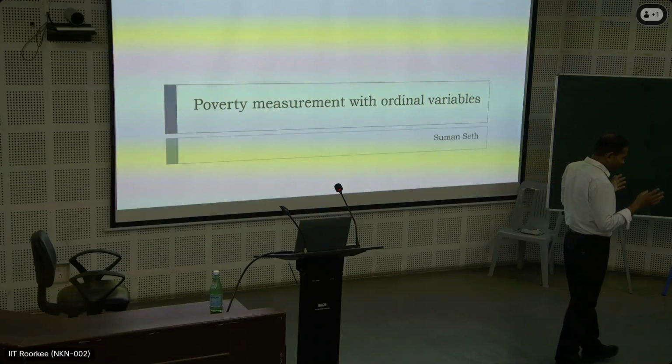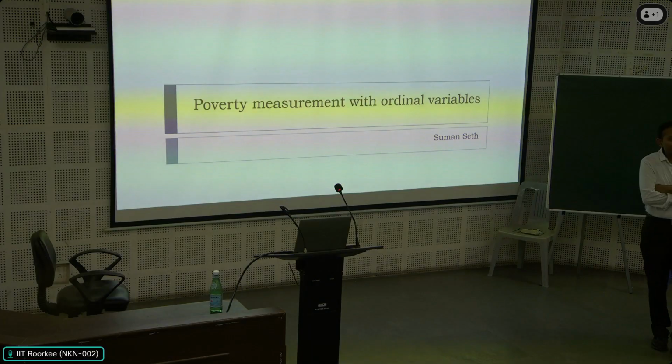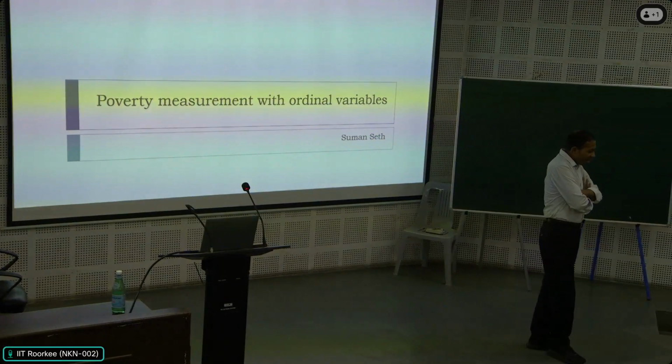Yesterday, when I started, I told you that we will be covering things related to when variables are cardinal. That means you have income of say 1,000 rupees. You know, 1,000 is twice as much as 500 and so on. The scale of variables is quite important. There are different kinds of scale.